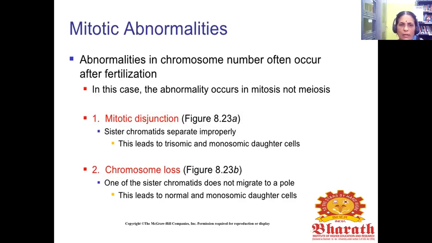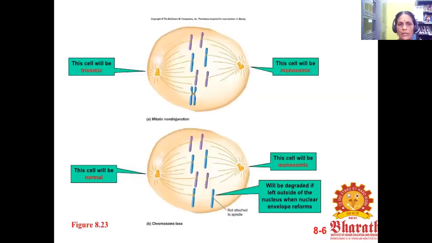The first one is mitotic nondisjunction, in which sister chromatids separate improperly. This leads to trisomic and monosomic daughter cells. The second figure shows chromosome loss, where one of the sister chromatids does not migrate to a pole. This leads to normal and monosomic daughter cells.